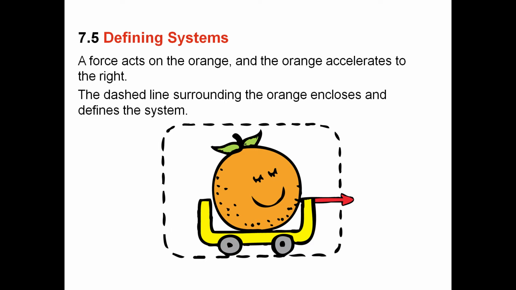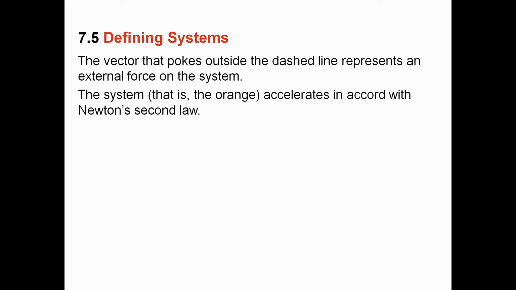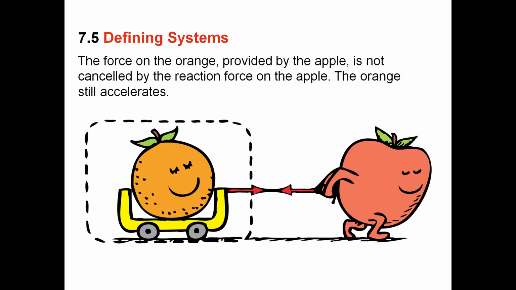A force acts on the orange, and the orange accelerates to the right. The dashed line surrounding the orange encloses and defines the system. The vector that pokes outside the dashed line represents an external force on the system. The system, that is, the orange, accelerates in accord with Newton's second law. The force on the orange provided by the apple is not cancelled by the reaction force on the apple. The orange still accelerates.